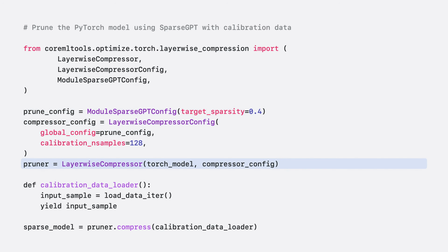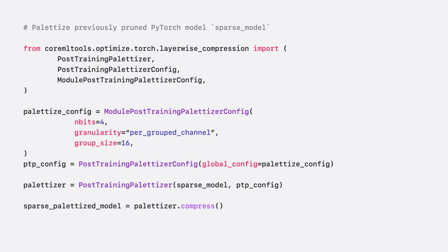Then I create a pruner with layer-wise compressor, taking your PyTorch model and the defined config. Now I take care of the calibration data loader, which you can define your own for your model. Then you can call pruner.compress with the calibration data loader to calibrate a sparse model. You can convert your sparse model to CoreML format now, or as sparse palletization is possible as we discussed.